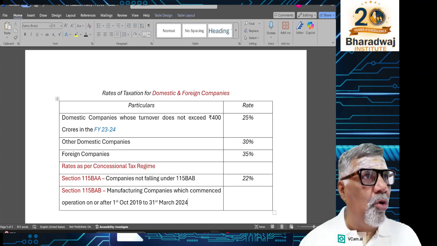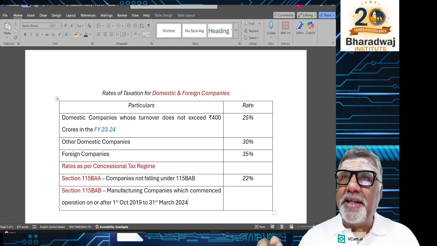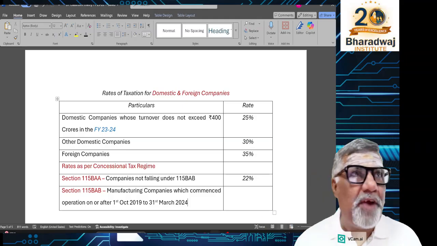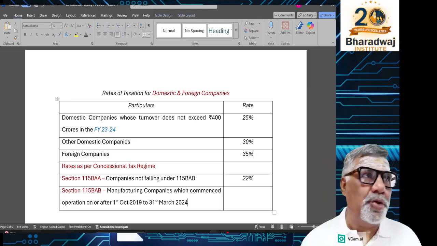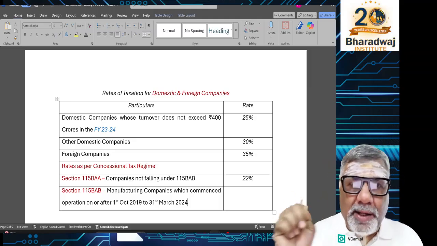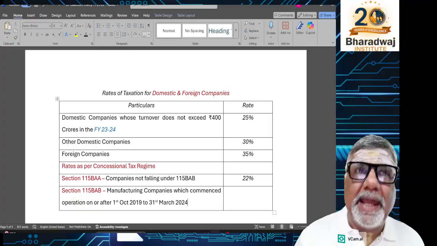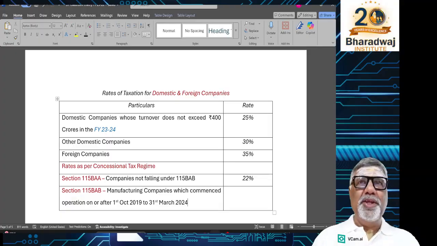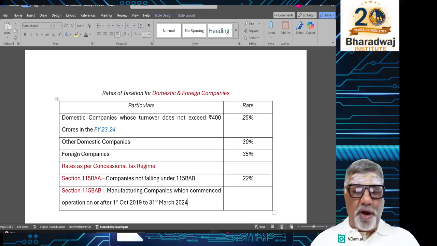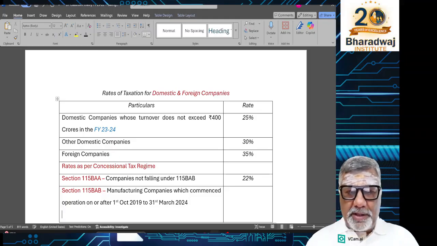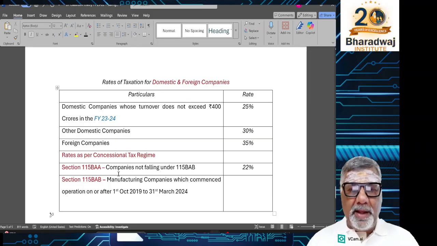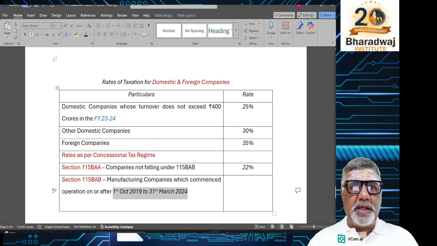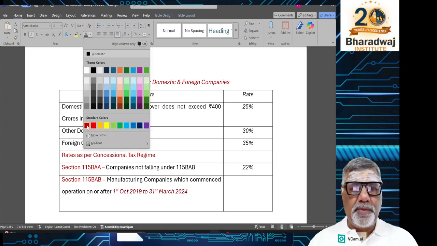this benefit is no more there. A manufacturing company commencing operations this year, 25-26, or even last year, 24-25, will only fall under 115BAA and not BAB. You're clear? So this is for this particular period only, that is 1st October 2019 to 31st March 2024.